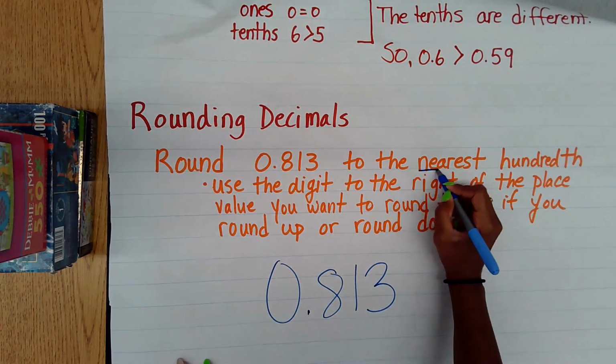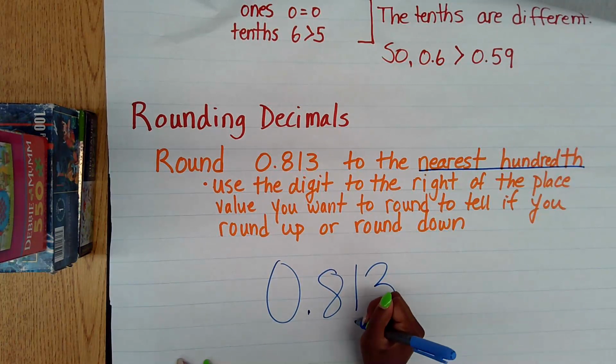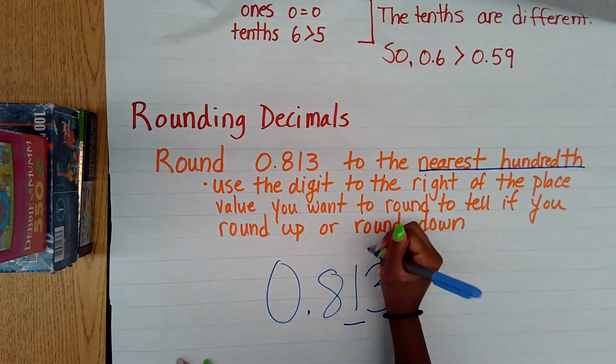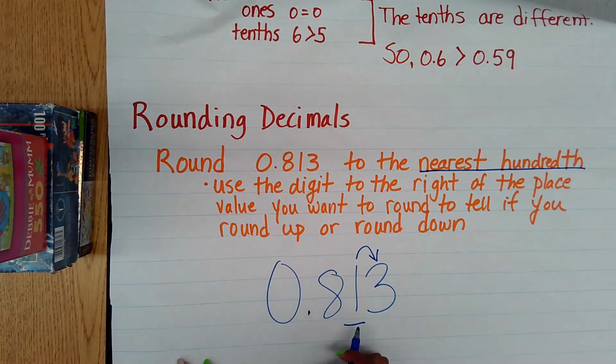So it's asking me to round to the nearest hundredth. So I want to underline my hundredths place. Then I want to look next door to the right. Since I have a 3, I know that I'm going to have to round down, and my 1 is going to stay the same. So everything before the number you underlined isn't going to change right now.